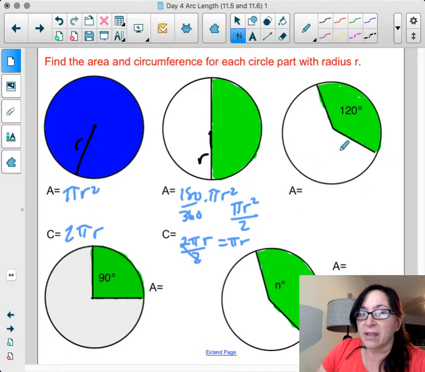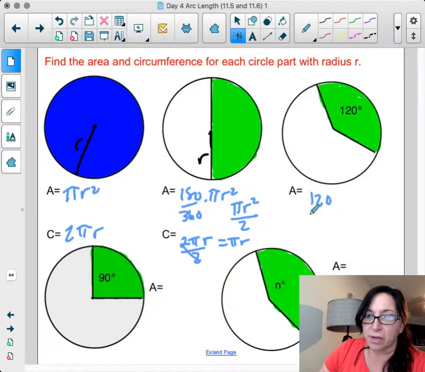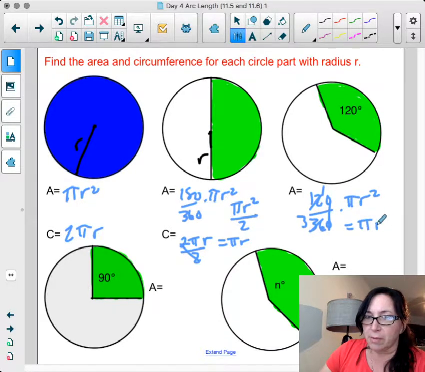The area of this is just like what we were just talking about. That's a sector. We're going to fill that out just like this. But instead of using 180 over 360, we're going to use 120 over 360. So 120 degrees over 360 times pi r squared. And this we can cancel. This is 1 over 3. So my final answer for this problem would be pi r squared over 3.